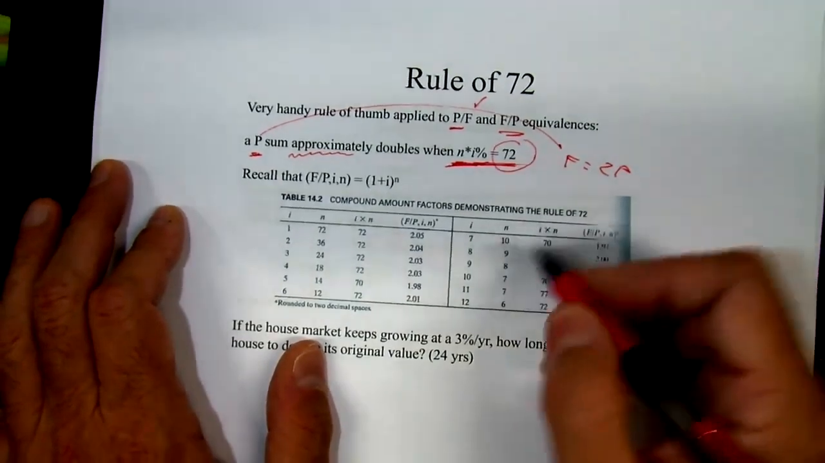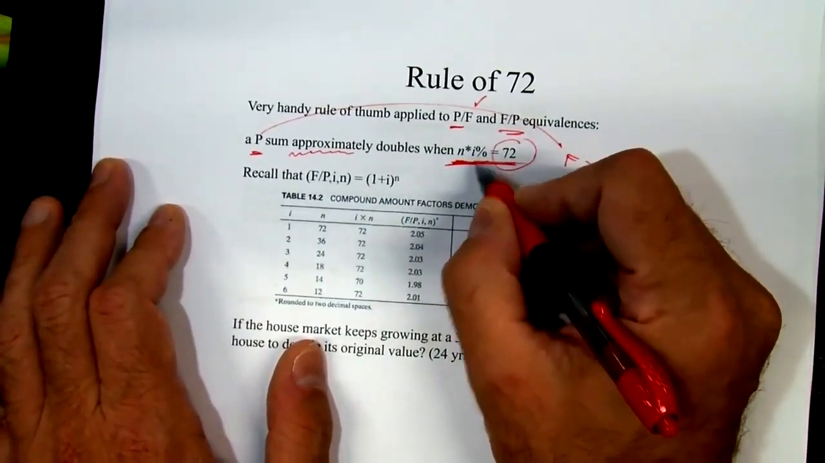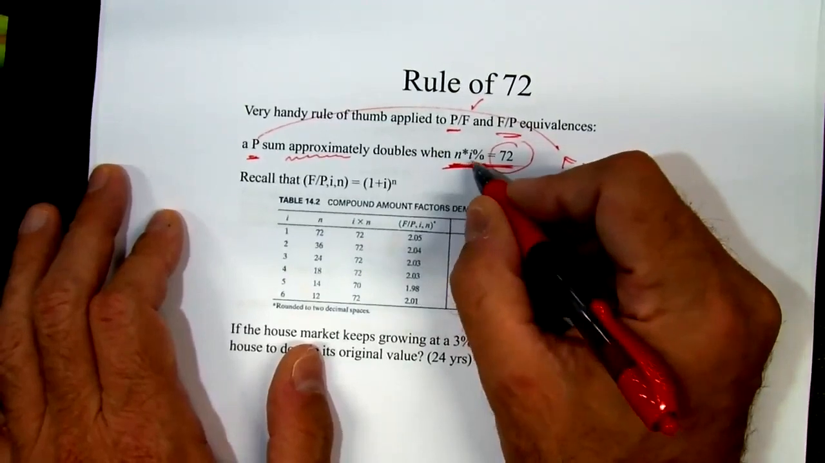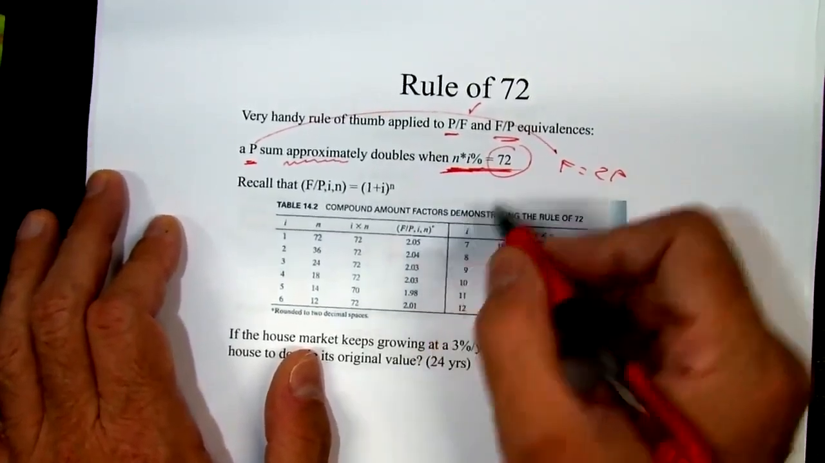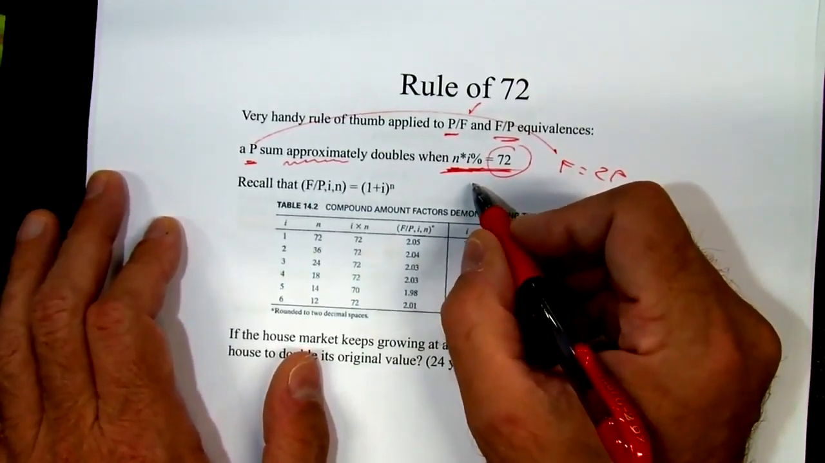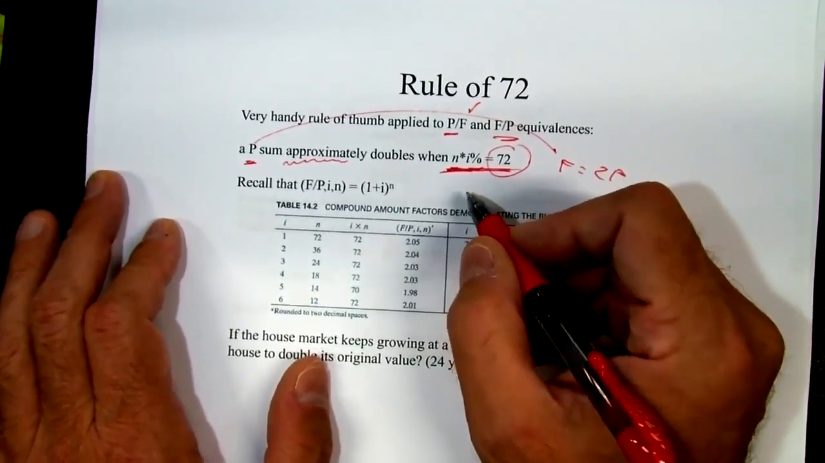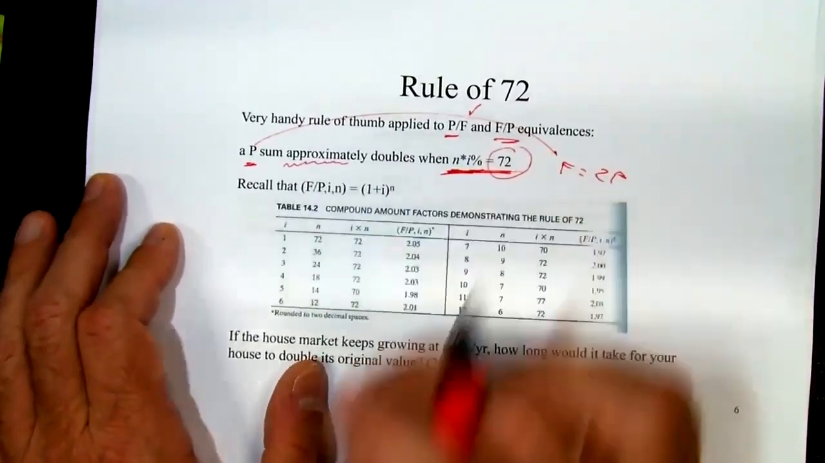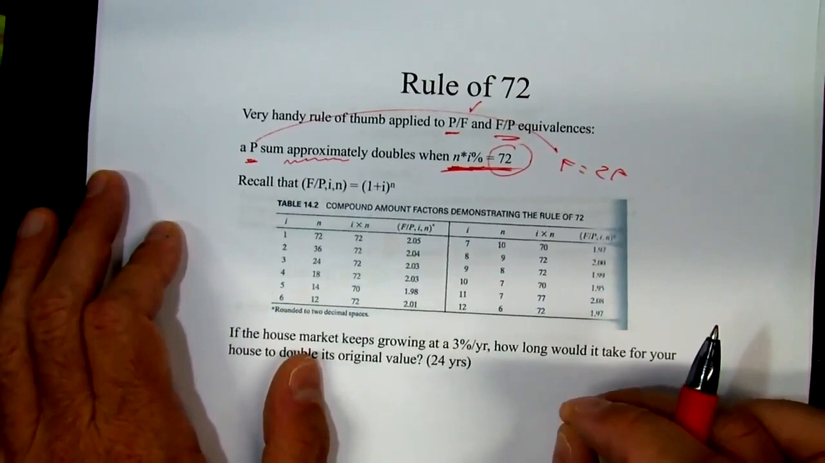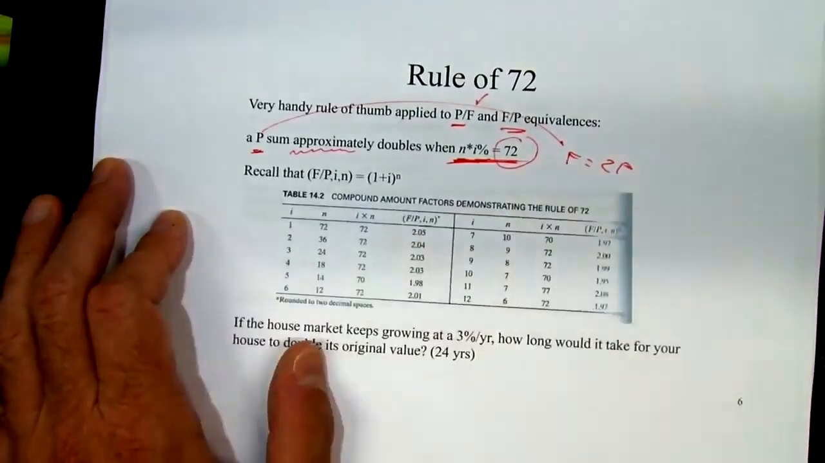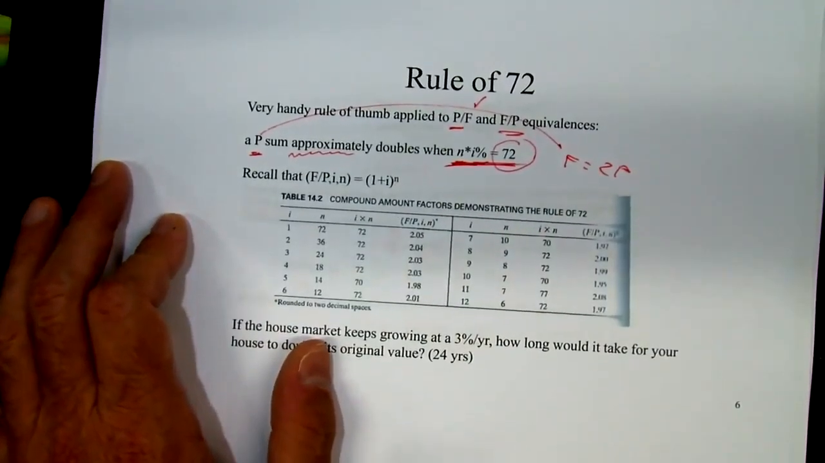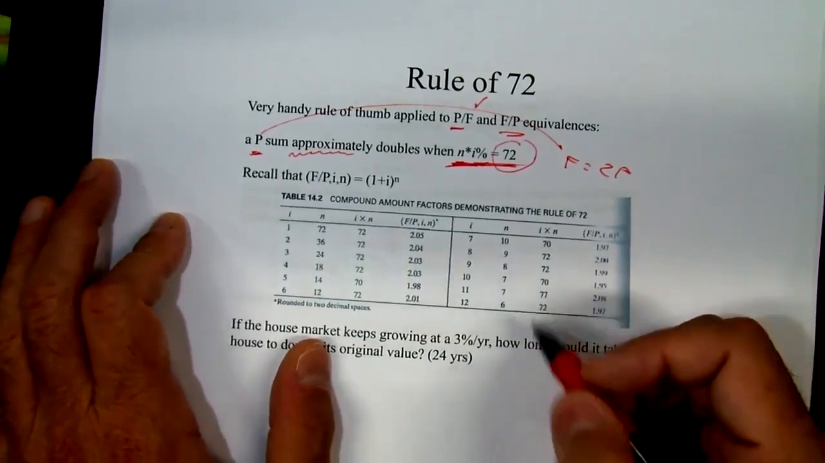One thing you need to be careful about is that the interest should be entered in this calculation as, for example, if I say 5%, you put 5, you don't put 0.05. Okay, so that's just something to be careful about. Let me give you an example.